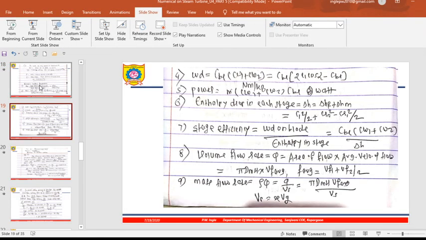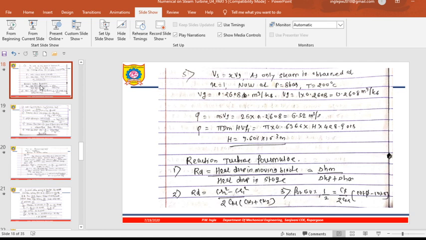Okay, so these are the simple numericals on reaction steam turbine. Okay, so again in the next video lecture we'll discuss some more important problems on reaction turbine.